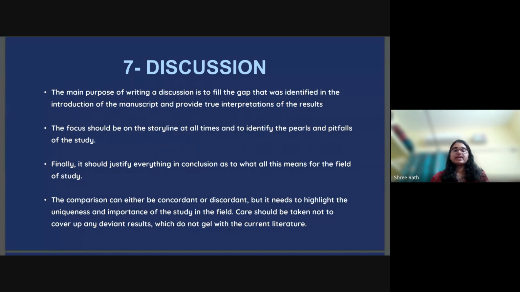So care should be taken to not cover up any deviant results which do not gel with the current literature. If you have any result in your study, even if almost all the studies are against it, it's better you include them, because perhaps later on your findings can be seen in other studies as well. Maybe those findings can be enforced more.